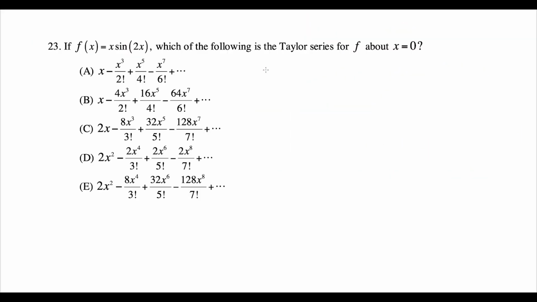So question 23 reinforces that idea from before, that we really have to show up knowing the Maclaurin series for sine x, cosine x, and e to the x, because they want us to find the Taylor series for f about x equals 0, which is really just us looking for the Maclaurin series. This is another way of saying it here. But we're finding it for x sine 2x.